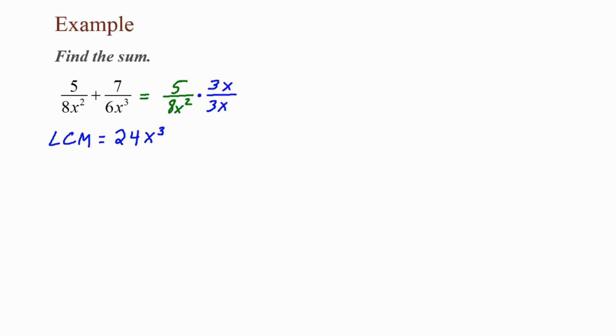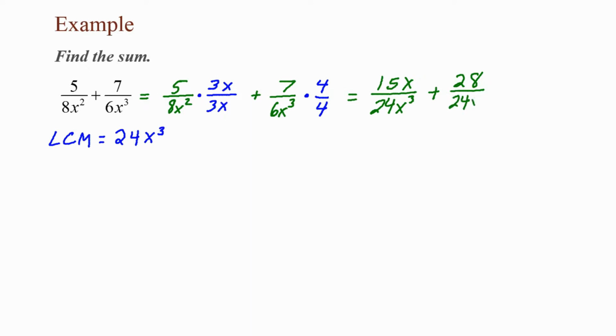So my a over a is really 3x over 3x. Looking towards my second fraction, which is 7 divided by 6x to the third, I need 24x to the third. 6 times 4 is 24, and x to the third times 1 is x to the third. So I need to multiply this by 4 over 4. 5 times 3x is 15x, and 8x squared times 3x is 24x to the third. Plus 7 times 4 is 28, divided by 6x to the third times 4 is 24x to the third.